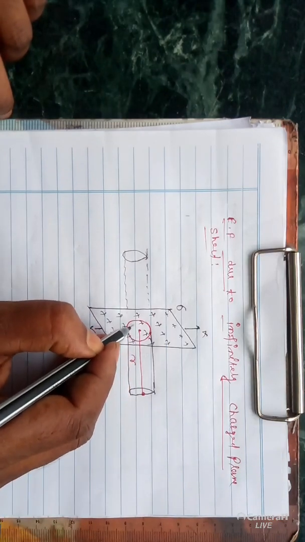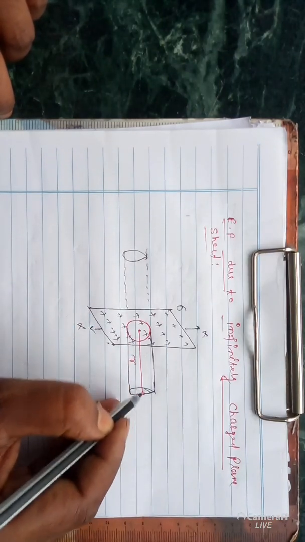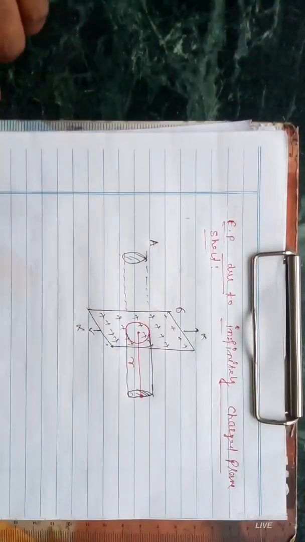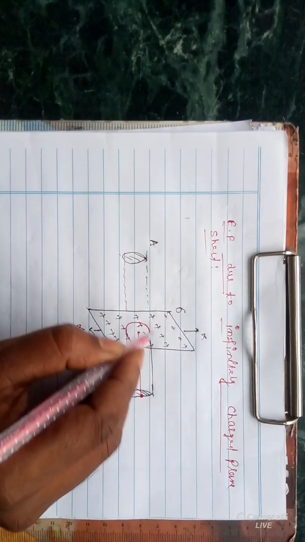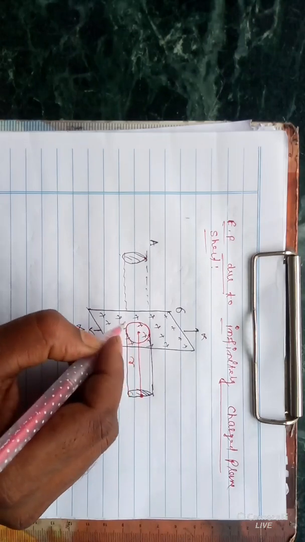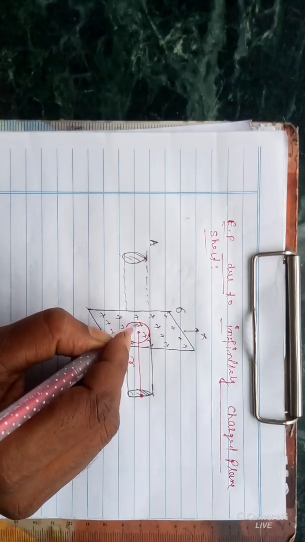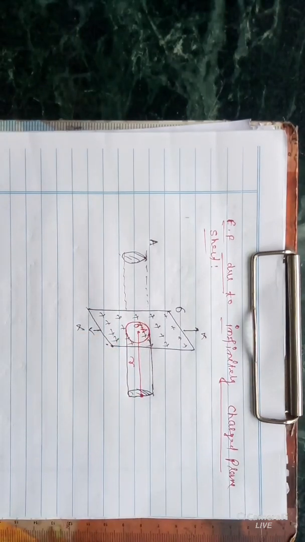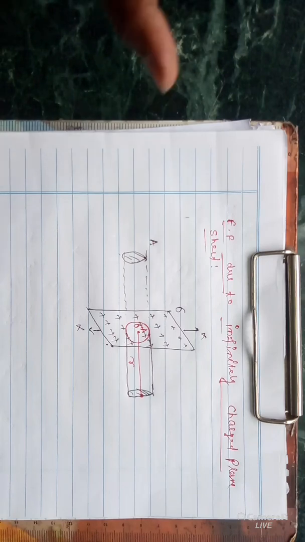So the surface area of this one is A, and of this also. And the total charge inside the surface is what? If A is the cross-sectional area of the cylinder, then sigma into A will be the total charge inside the surface. Yes or no? Sigma is the surface charge density and A is the cross-sectional area. So total charge is equal to sigma into A. That will be inside the imaginary Gaussian surface.